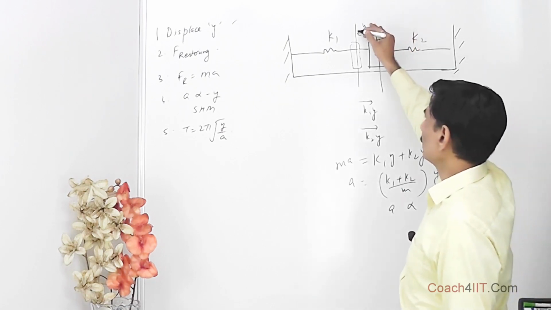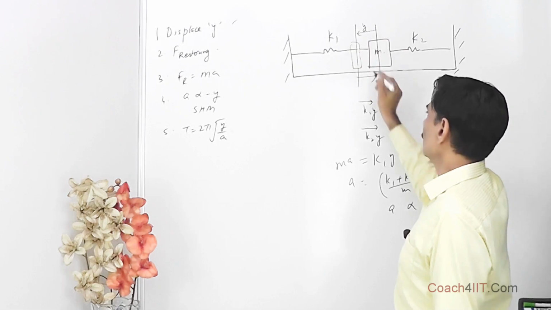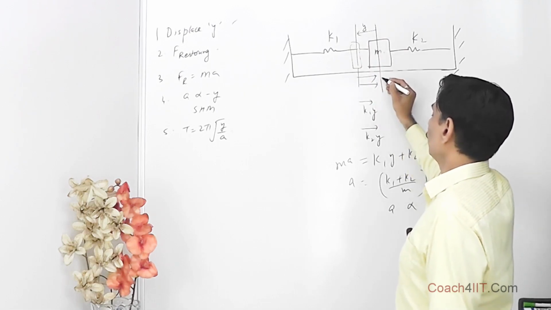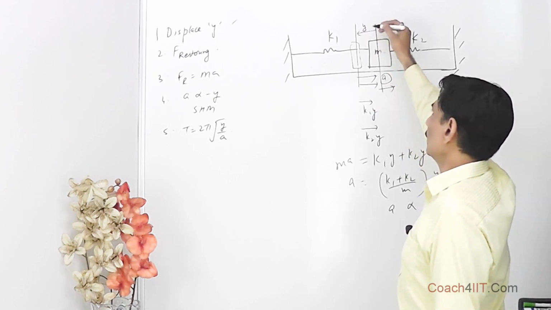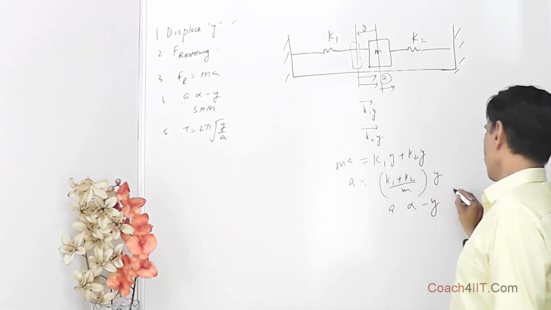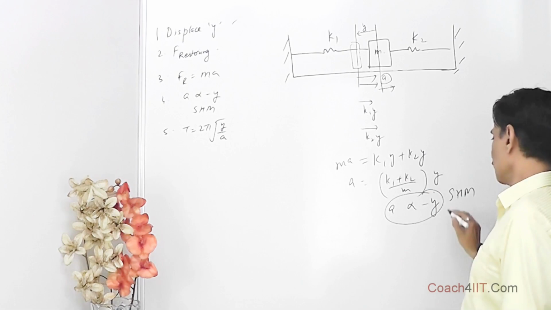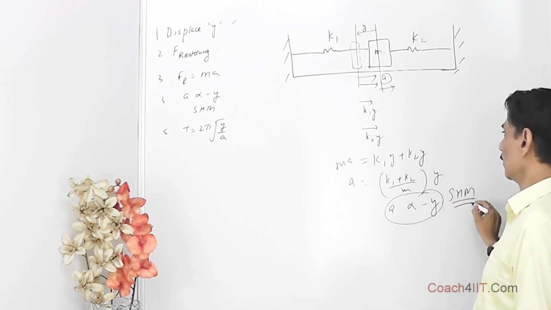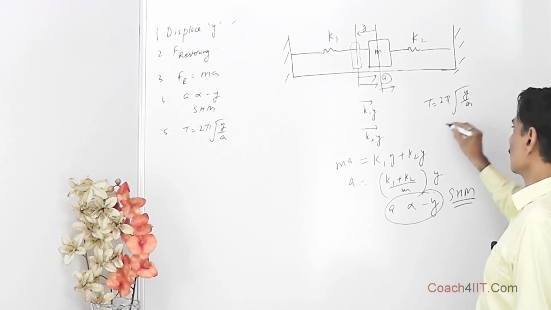We have moved in this direction. This has got compressed and applies a force in this direction. This has got stretched and also applies a force in this direction. Force is mass into acceleration, so acceleration is also in this direction. Displacement is in this direction, acceleration is in this direction. So acceleration is proportional to minus y. So this is the necessary and sufficient condition for SHM. So this is SHM, and that's why we can safely use T is equal to 2 pi square root of y by a.